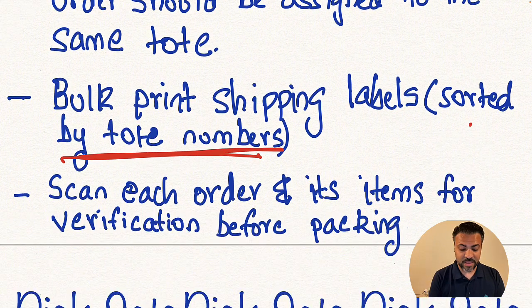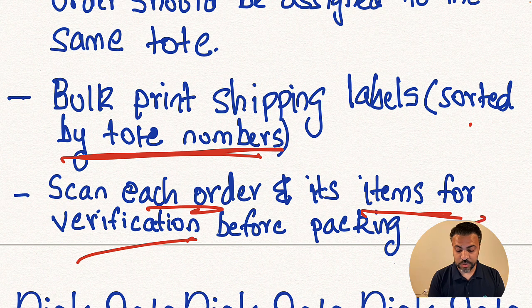Just before packing, you scan the order, you scan the items in the box to make sure that it's verified, and then you ship. Done. Simple. That's all it is. That's what a good pick and pack process looks like.